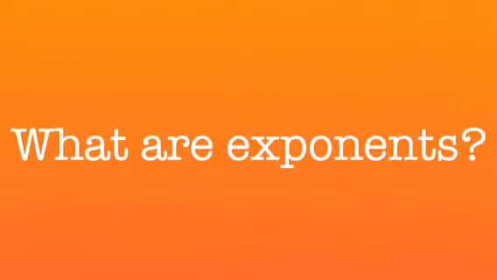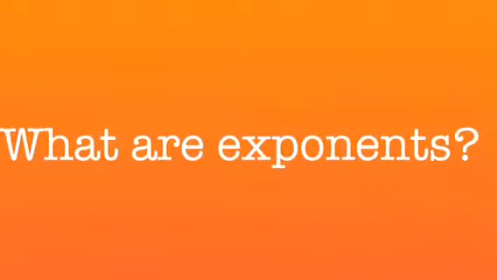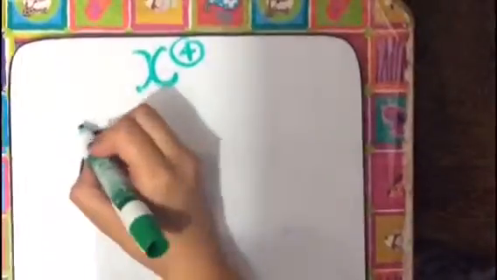Exponents are when we make simpler a number multiplication of a number by itself. An exponent says how many times a number should be multiplied by itself to give us the result. Exponents are called powers. Here we have x to the power of 4.